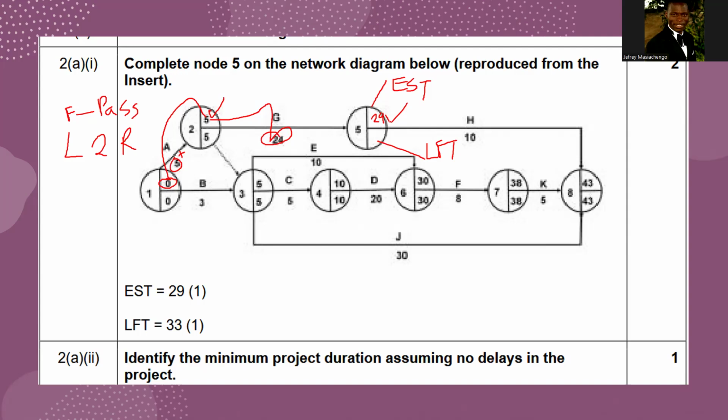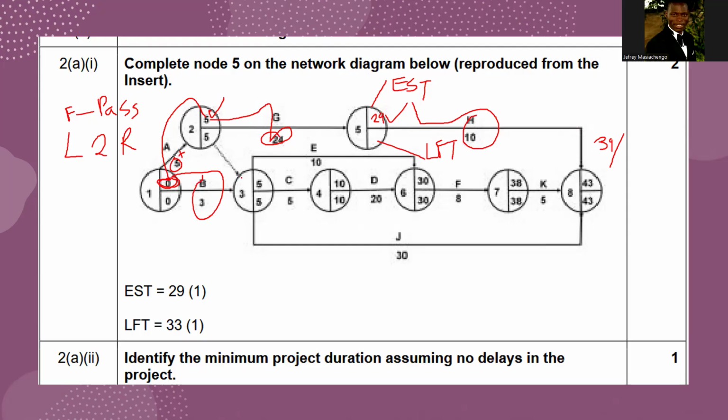Look at the forward pass. We are going to say 29 plus 10. What do you get? We get 39. But here there is no 39. It becomes very tricky. You need to be listening to the teacher very attentively. You keep the number. Right, let's take another path. We are taking this path. We say 0 plus the duration of B. B needs 3 days. 0 plus 3, what do you get?